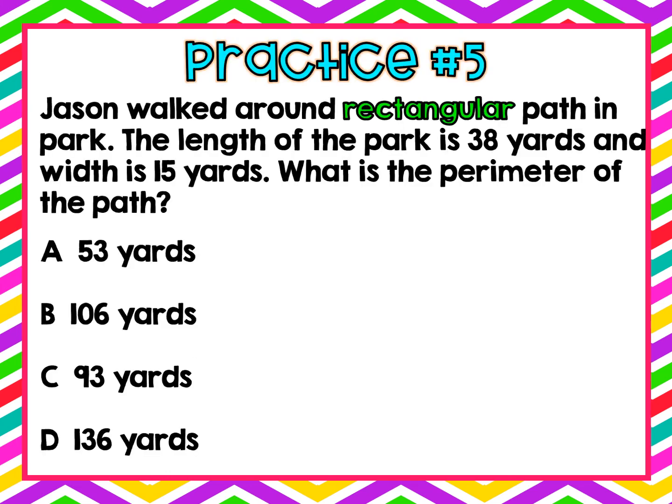Practice number 5. Jason walked around a rectangular path in the park. The length of the path is 38 yards and the width is 15 yards. What is the perimeter of the path? You have 45 seconds to answer this question. Go!